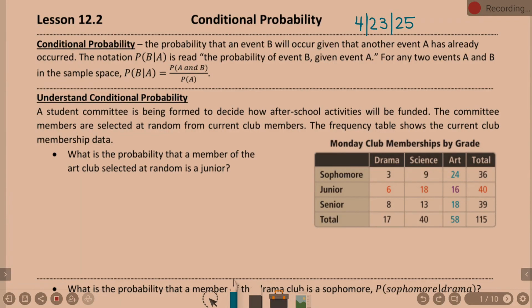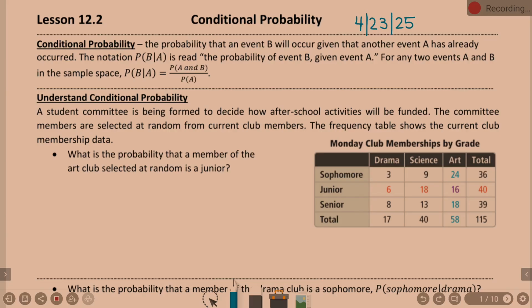Doing in topic 12, probability. So 12.1 was more the basic probability, knowing when to add, when to multiply. Today we're going to talk about conditional probability, so finding a probability given a certain condition. Okay, and that's what we're going to look at.